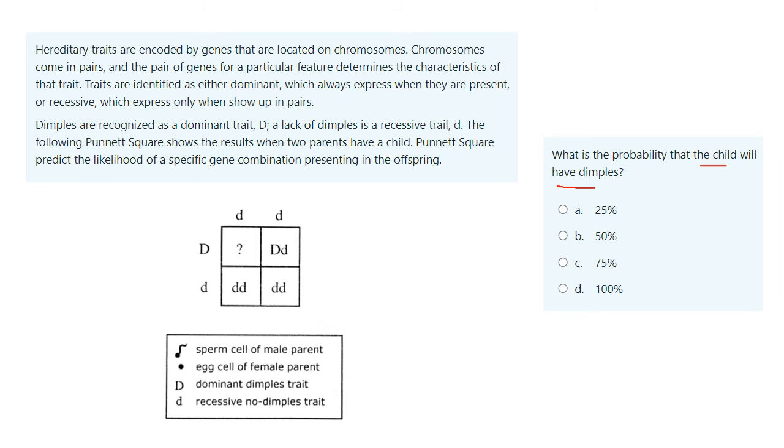Now, that's just general information that should be familiar because we've read something very similar in just about every exam. But the next sentence is very important. Dimples are recognized as a dominant trait. So dimples are dominant. And we're asked, what is the probability that the child will have dimples? So we're looking at this child here.